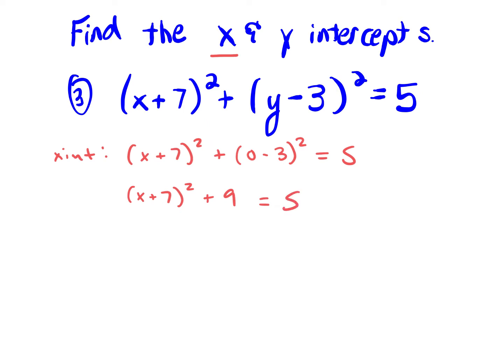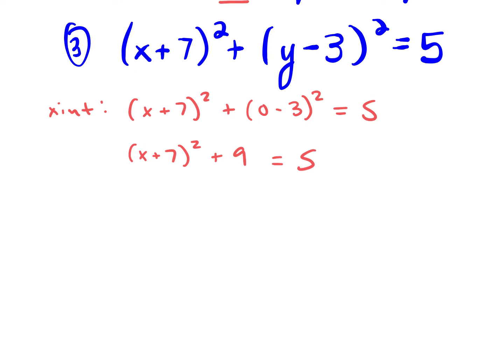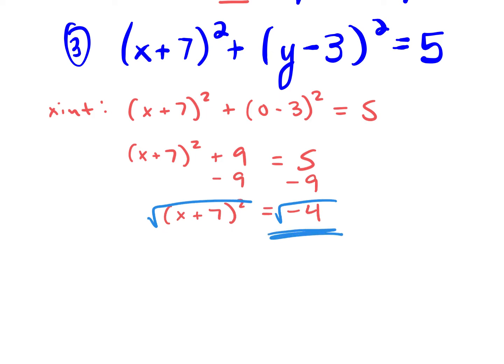What can I do next? Subtract 9 from both sides. So (x plus 7) squared is equal to negative 4. And then what can I do? Take the square root of both sides. Can I take the square root of negative 4 and get a real number? No. So do I have an x-intercept? No. Since I'm taking the square root of a negative number, you get an imaginary number, so that means there is no x-intercept.